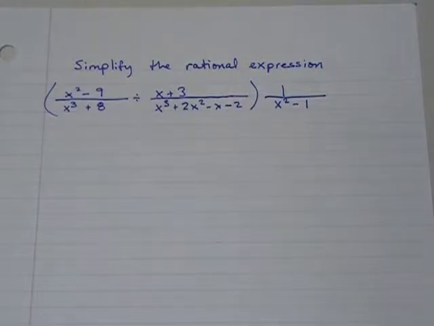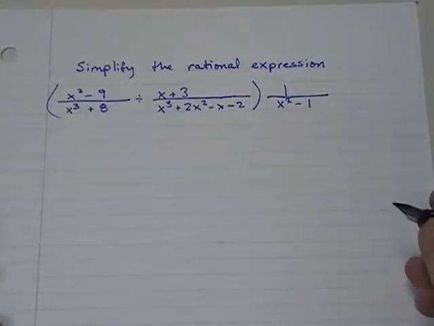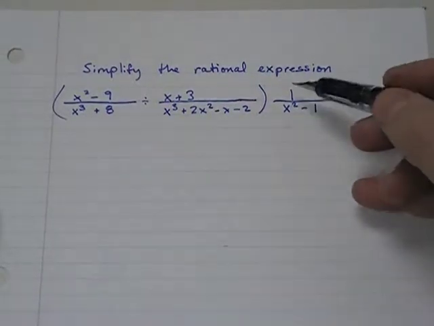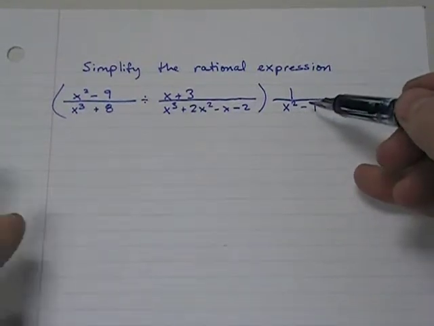So we've been asked to simplify the rational expression (x squared minus 9) over (x cubed plus 8), divided by (x plus 3) over (x cubed plus 2x squared minus x minus 2), times 1 over (x squared minus 1).